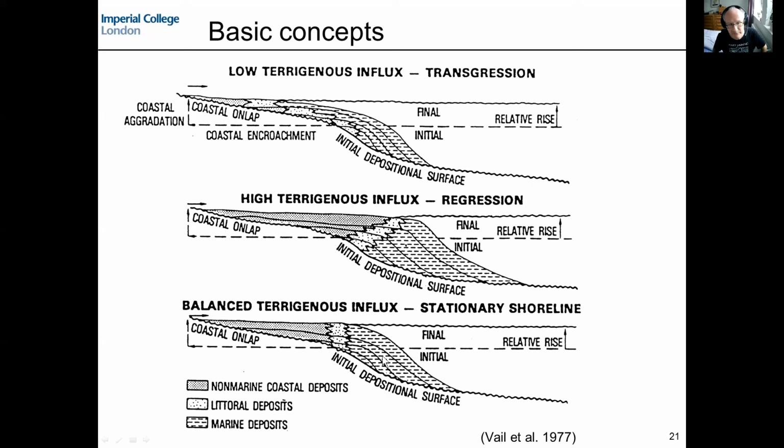And then we can have this situation at the bottom where, again, relative sea level is rising, but if we look at the facies belts, they're basically staying in the same position. So in this case, what we're seeing is that sediment supply is basically keeping pace with accommodation space or relative sea level rise, and the facies belts are just building up vertically. So sediment supply is important as well as accommodation space.